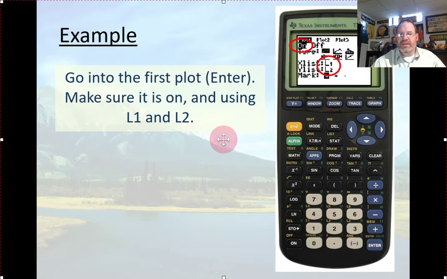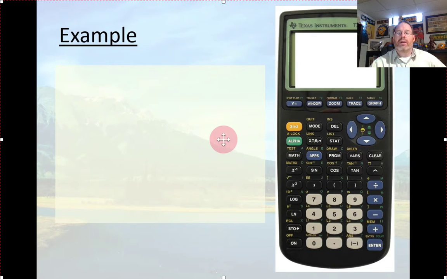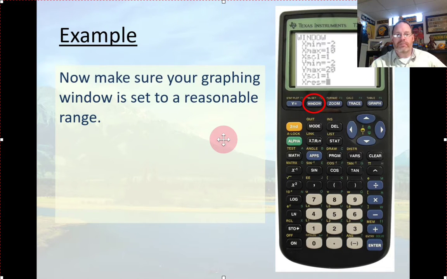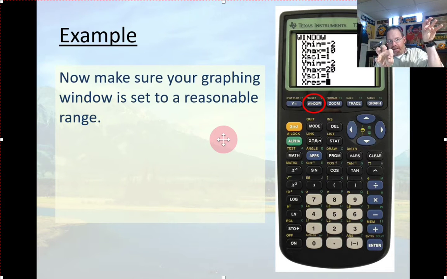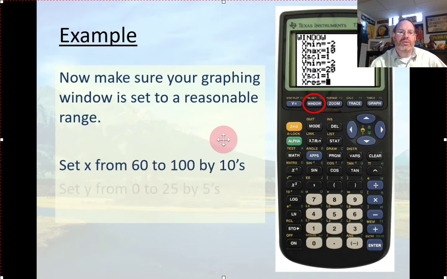All right, so what this is going to end up doing for us is giving us a graph, what the graph looks like. However, we need to make sure that we have a proper window. If all the data is right here and your window is way over here, then you're not going to see anything. So we have to make sure that we get that right. So now you're going to click on that window button and put in a reasonable range for our data there. And I would say use 60 to 100 for your X's, going by 10s. Use 0 to 25 for your Y's, going by 5s.